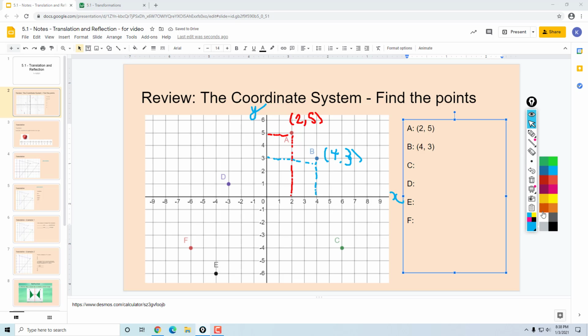C, we'll do one more. C is down here. The x-coordinate is 6, but the y-coordinate is negative. It's negative 4. So for C, the coordinates are 6, negative 4.